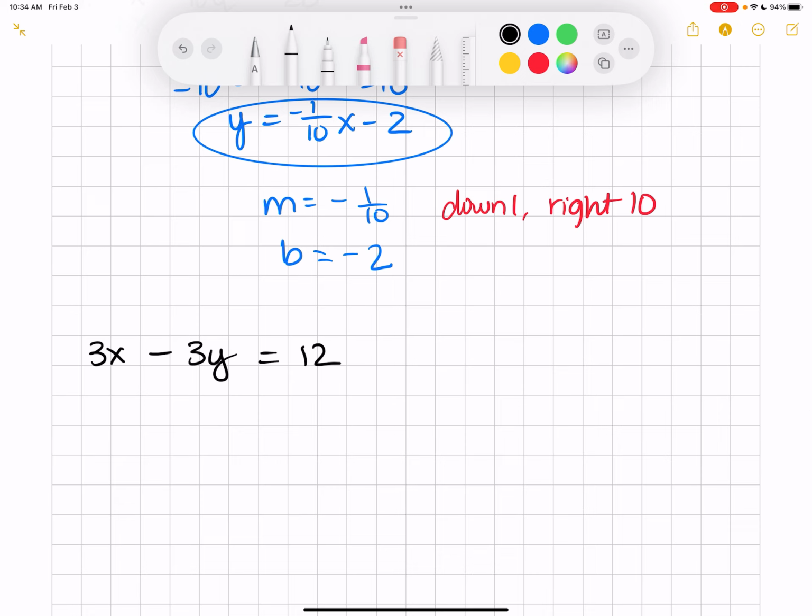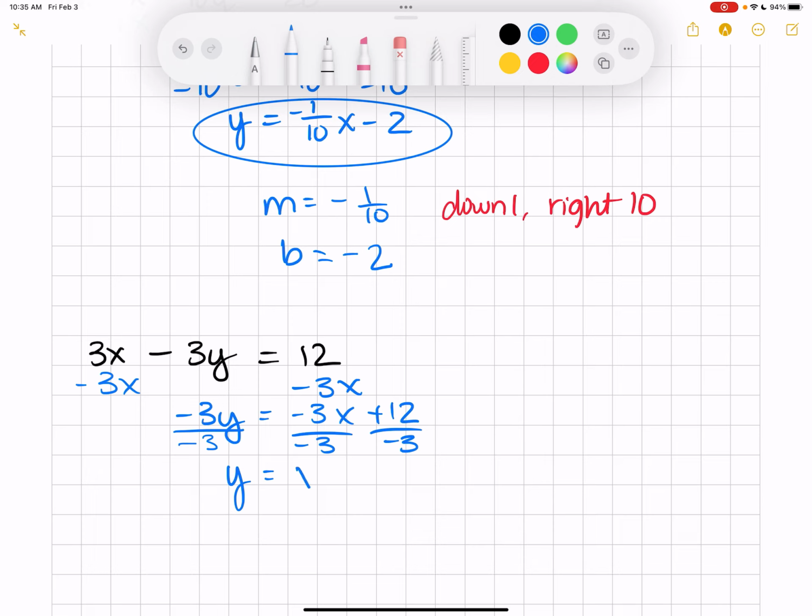So how do I get y by itself for this one? Minus 3x, so that leaves us with negative 3y is equal to negative 3x plus 12. Then what? Divide negative 3 from everything. So that leaves me with y is equal to negative 3 divided by negative 3 is positive 1. So you can write it as 1x or just x, I don't care. And then 12 divided by negative 3 is going to be negative 4. So you have y is equal to basically x minus 4 is my equation.